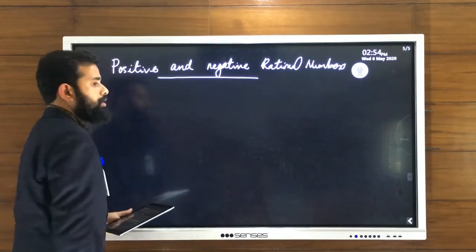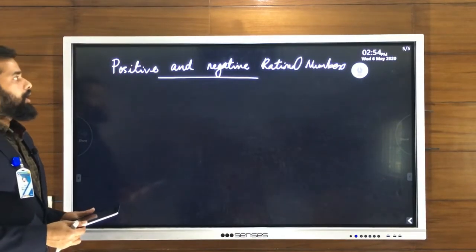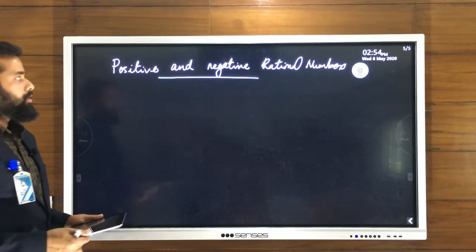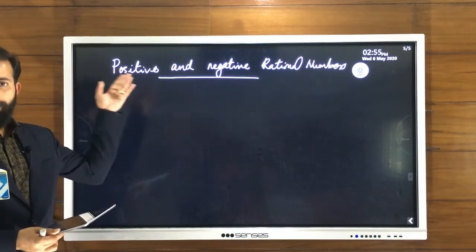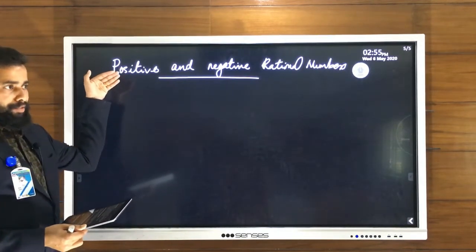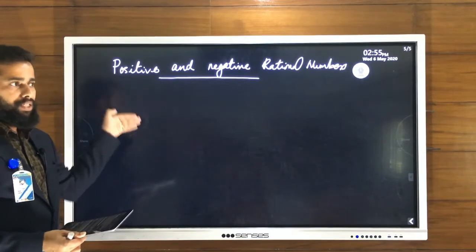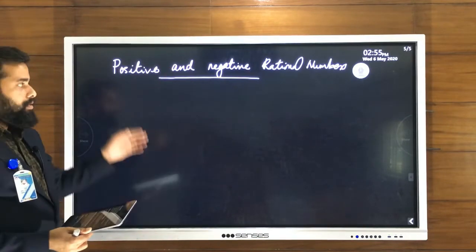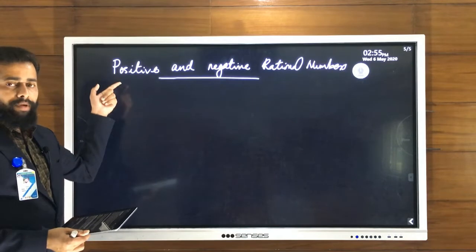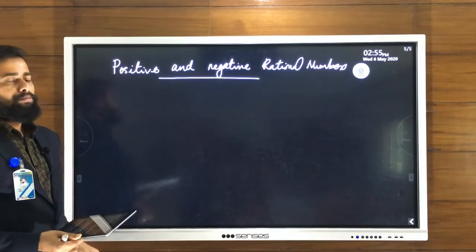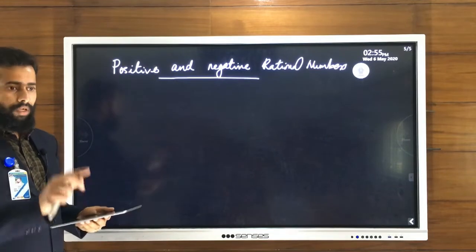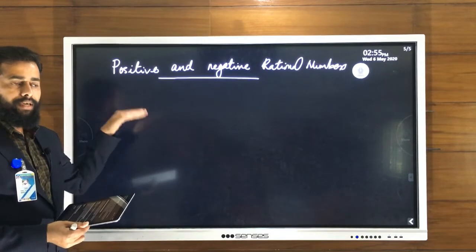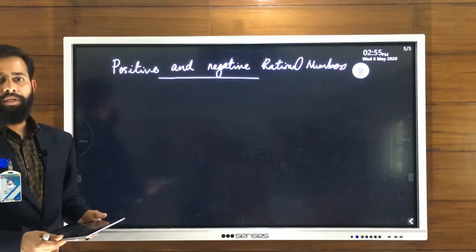Positive and negative rational numbers. How can we identify whether a rational number is positive or negative? If it is based on the numerator and denominator: first point, if both the numerator and denominator of a rational number are positive, the rational number will be positive. One more point, if the numerator and denominator are both negative, the rational number will be positive.